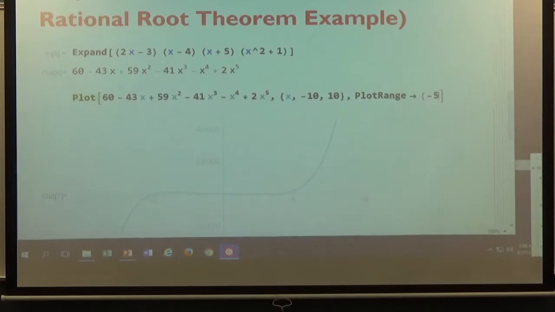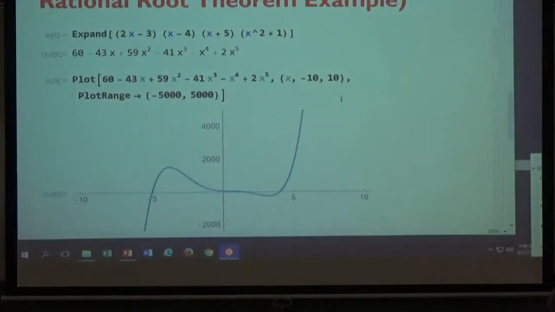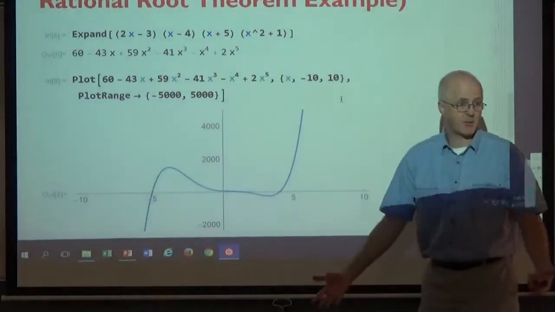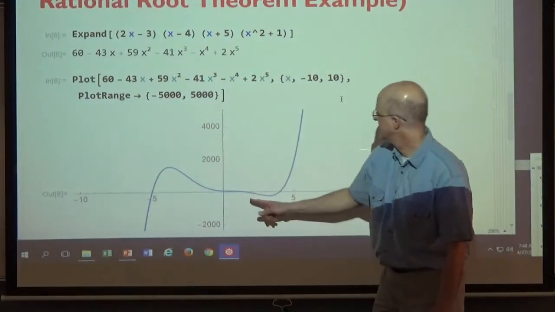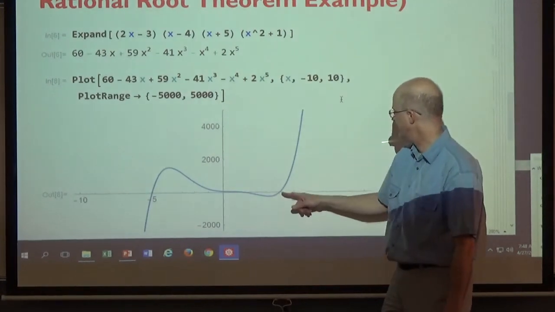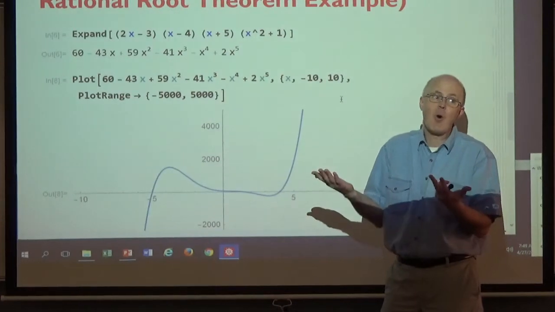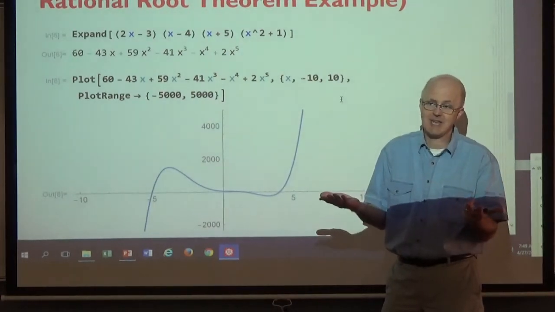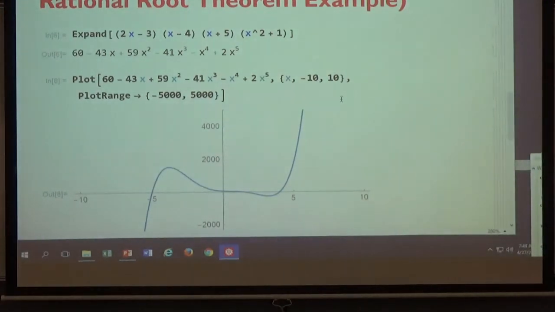Well, that made 5,000 to 5,000. So it looks like it's got 3 real roots, about negative 5, about 1, and about 4, and those abouts look like maybe they are exact, though you can't say for sure without checking. How do you check? The quickest way is with synthetic division.